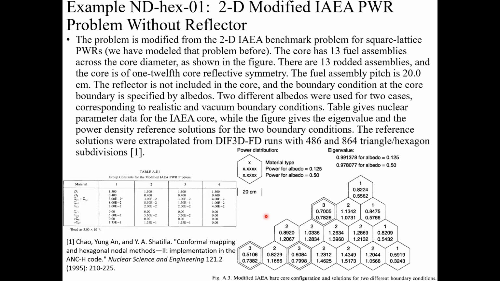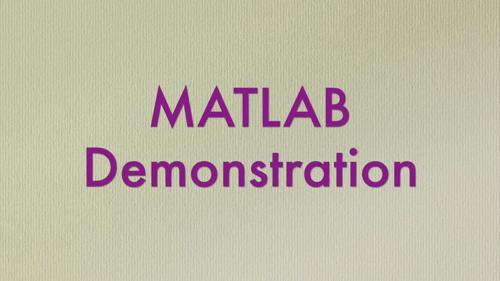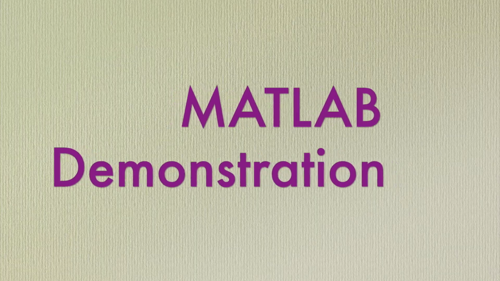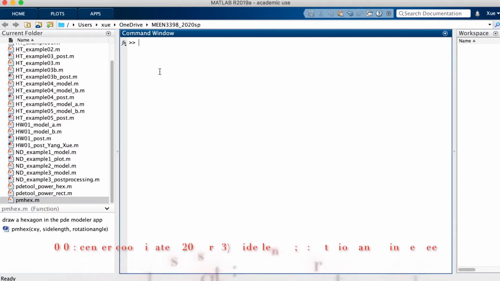And next, we will demonstrate how to solve this problem using MATLAB. First, make sure that the PM hex is in your working folder. Here, the 0 0 is the center coordinate of this hexagon. The second input is the side length of this hexagon. And the last one is the rotation angle in degrees.